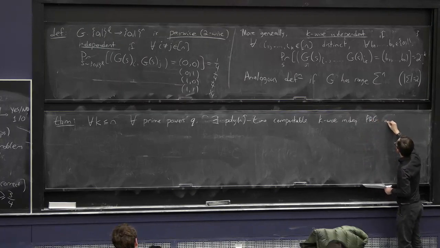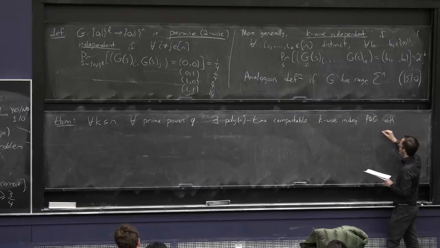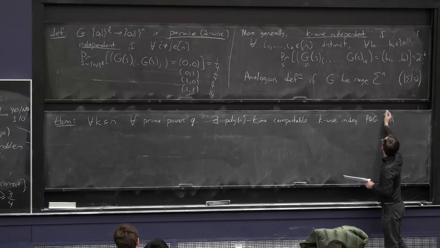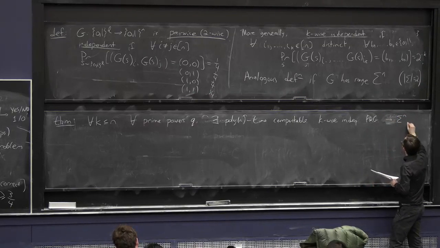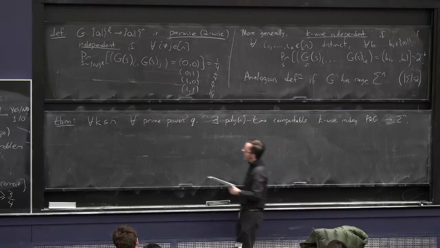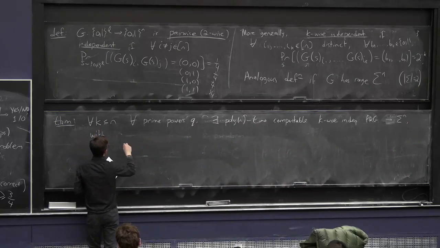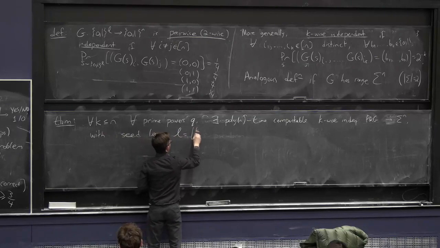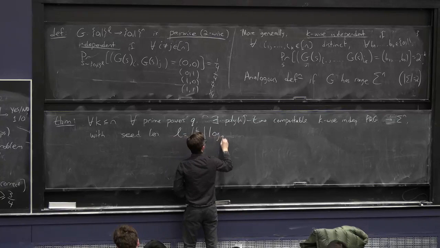And its seed length is actually, with range sigma to the n, with seed length, let's just think of sigma as 0 and 1 for now, L being k over 2 log n, basically.